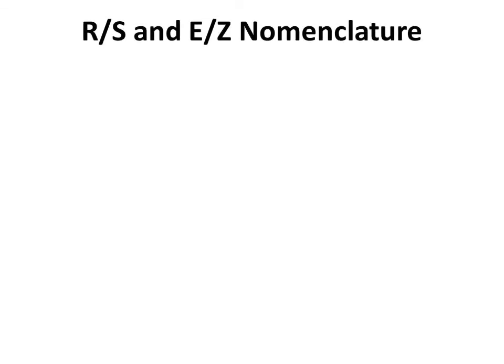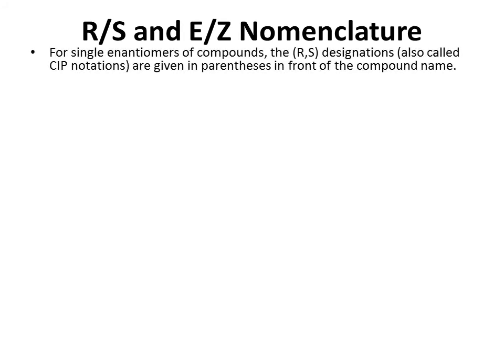RS and EZ nomenclature. For single enantiomers of compounds, the RS designations, also called CIP notations for the discoverers, Cahn, Ingold, and Prelog, are given in parentheses in front of the compound name. As you can see in the example, we have two stereogenic centers.